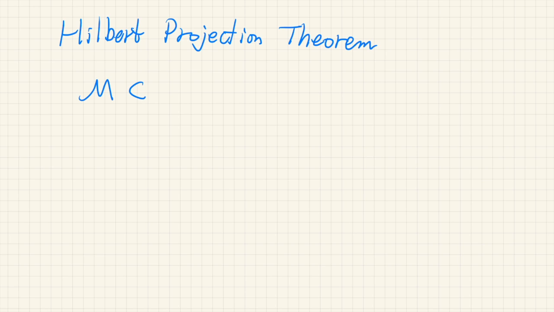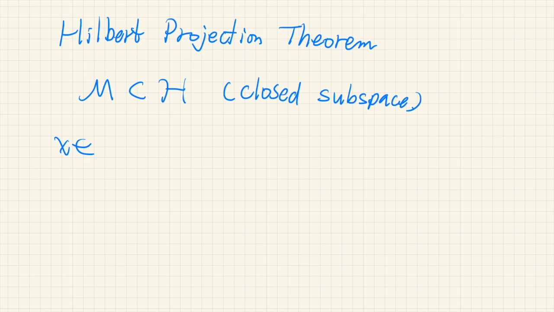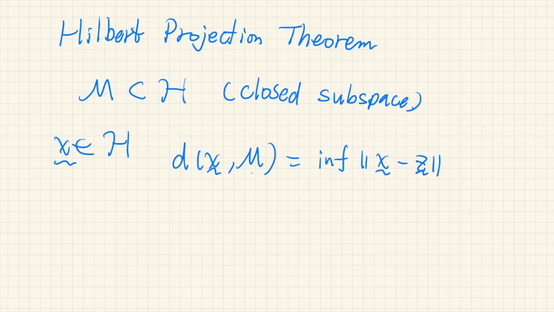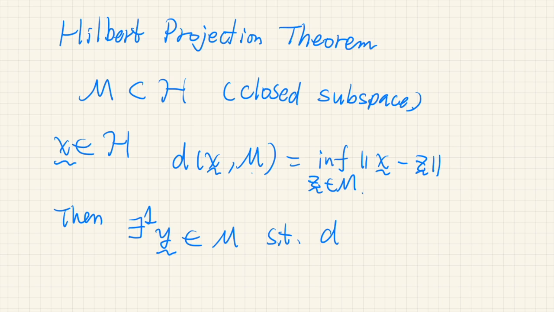Okay, let M be a closed subspace of H. And for any vector X in H, we define the distance between X and M, a closed subspace, to be the infimum of the distance between X and Z, where Z moves in M. Then there exists a unique Y in M such that this distance is equal to the distance between X and Y. Here, this 1 indicates uniqueness, okay?